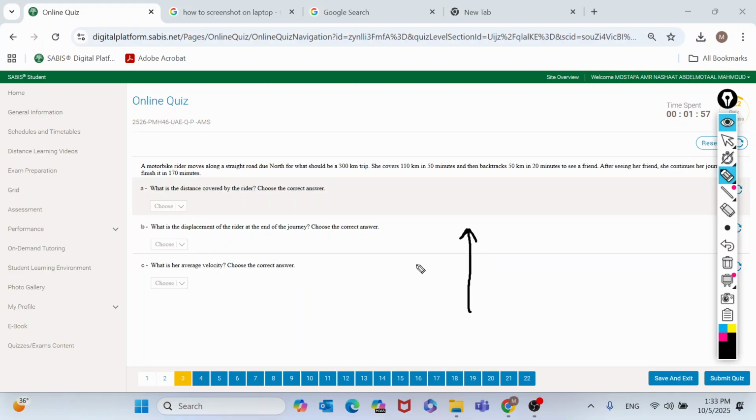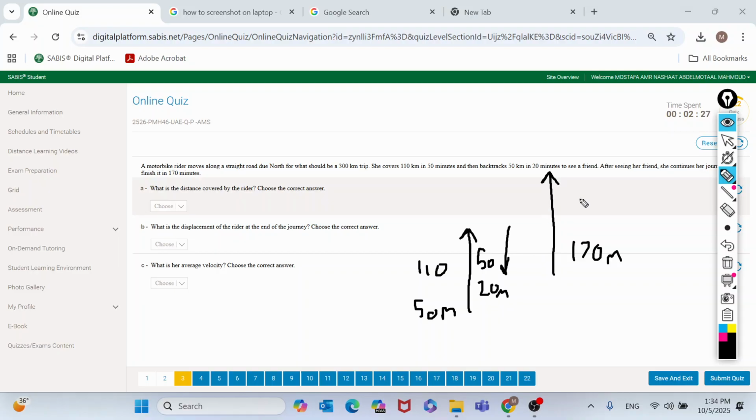110 kilometers in 50 minutes. And then backtracks 50k in 20 minutes. And then goes up, finishes the rest of her journey all the way to 300 in 170 minutes. Now, we need to find this.